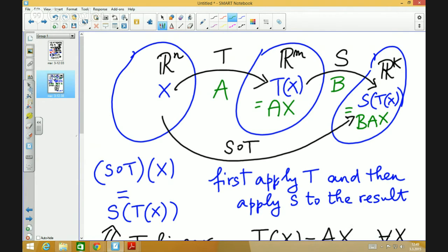So if somebody tells you multiply these two matrices together, you're doing a lot of things. You're also composing functions, amongst others. So it's a humble operation, but very useful.